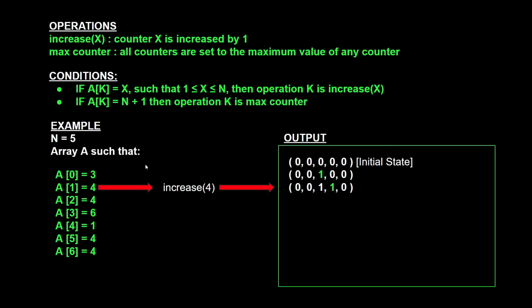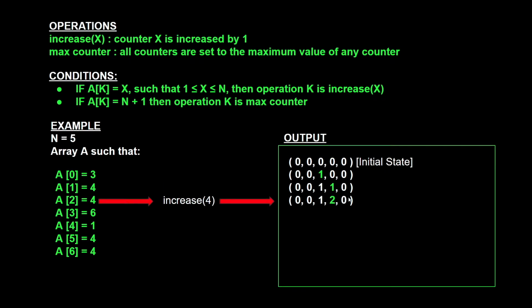For our second one, A at 1 is equal to 4. So we want to increment the value in the fourth position. So this is our following array. A at 2 is equal to 4. So again, we want to increase at position 4 by 1.